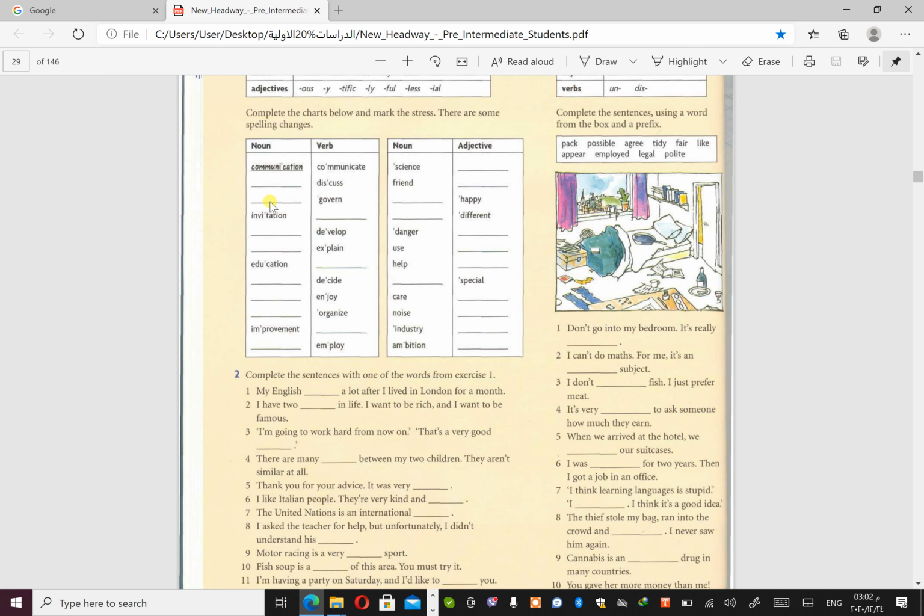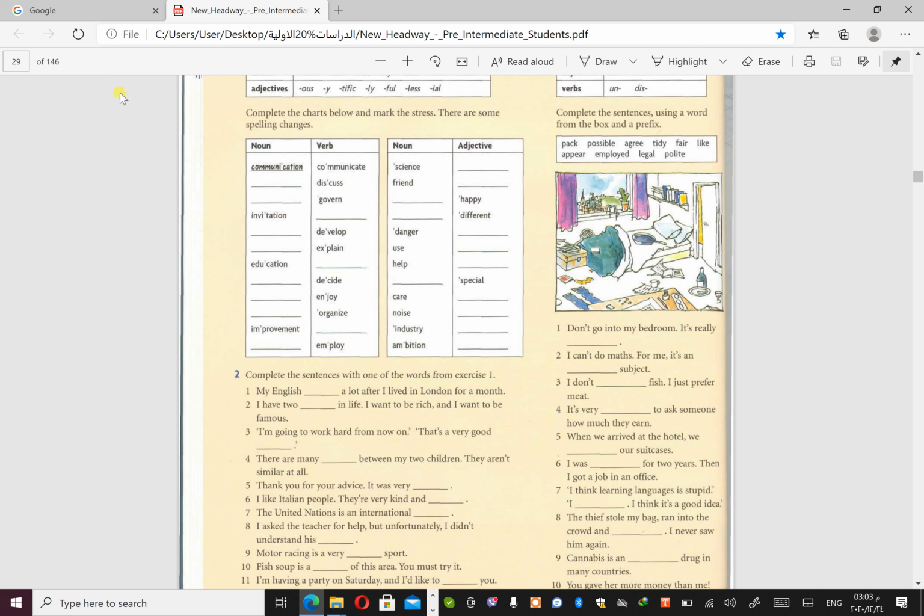Govern, here is government, okay. Invitation, invite, okay. Develop, here development, we can say it, okay. Explain as a verb, so explanation, okay. Education, educate, okay. Decision, decide. Enjoy, enjoyment, okay. So I want you guys to do this, okay, and don't forget that this is really important. And since this is important, we're going to have it in the test, okay.